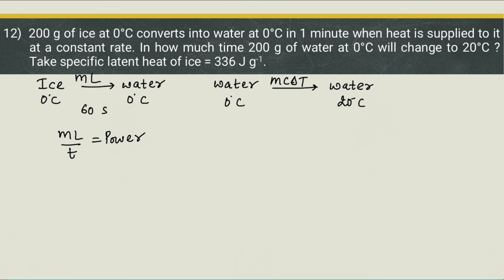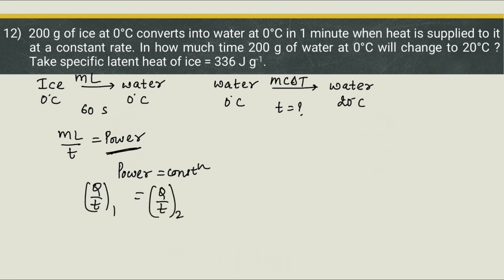m c delta T. And in how much time does this happen? Now, whatever power we calculate in the first part, the same must be the power in the second part. So here power is constant, that is Q upon t in the first case and Q upon t in the second case. These two powers are the same. Q upon t in the first case is mL upon t, and this is m c delta T upon t.